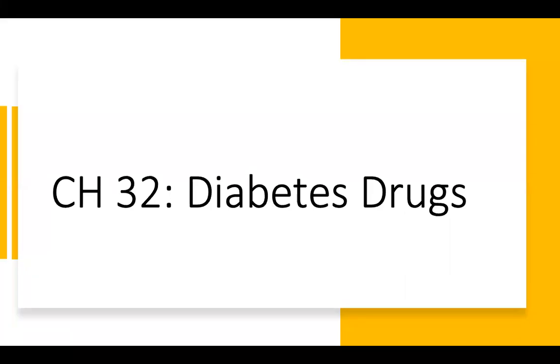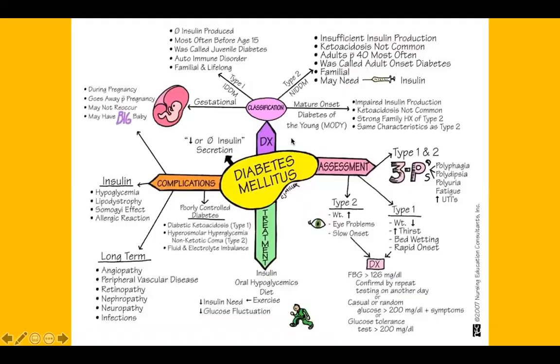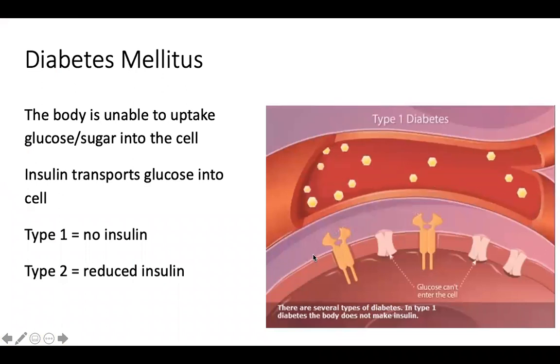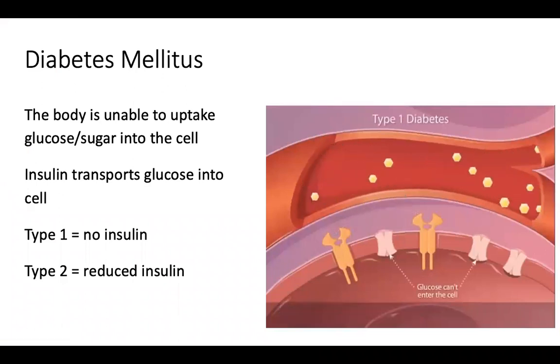Let's talk about chapter 32, diabetes drugs. All right, this is a really big conceptual guide about diabetes. Diabetes is probably the most important endocrine disorder and the most common. So this conceptual guide tells you overall about what we're talking about. You'll learn about this disease a lot more when you're in med-surg, but I think it's important to lay the foundation here. So what is diabetes? I think that's the most important thing to talk about first.